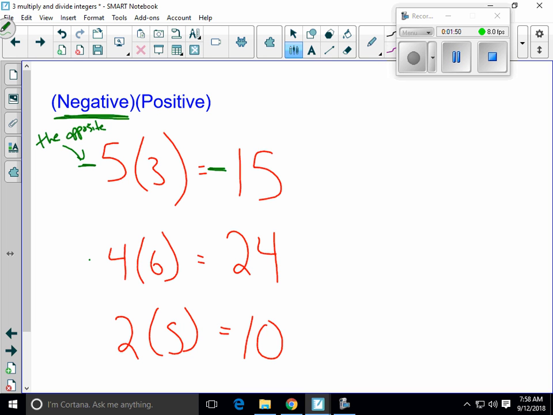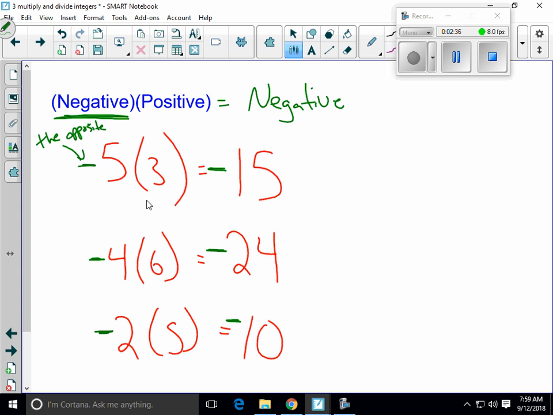Okay, same thing for the second one. Instead of 4 times 6, let's do negative 4 times 6. So 4 times 6 was 24. What's the opposite of 24? Negative 24. And the last example we did, 2 times 5 is 10. Well, what if I wanted to do negative 2 times 5? Well, the opposite of 10 is negative 10. Okay, so when you have a multiplication problem where one of the values is negative, a negative times a positive will always give you a negative value. And it's going to be the opposite answers for what we got on the first page. Negative times a positive is always a negative. And this is something you're going to have to memorize.